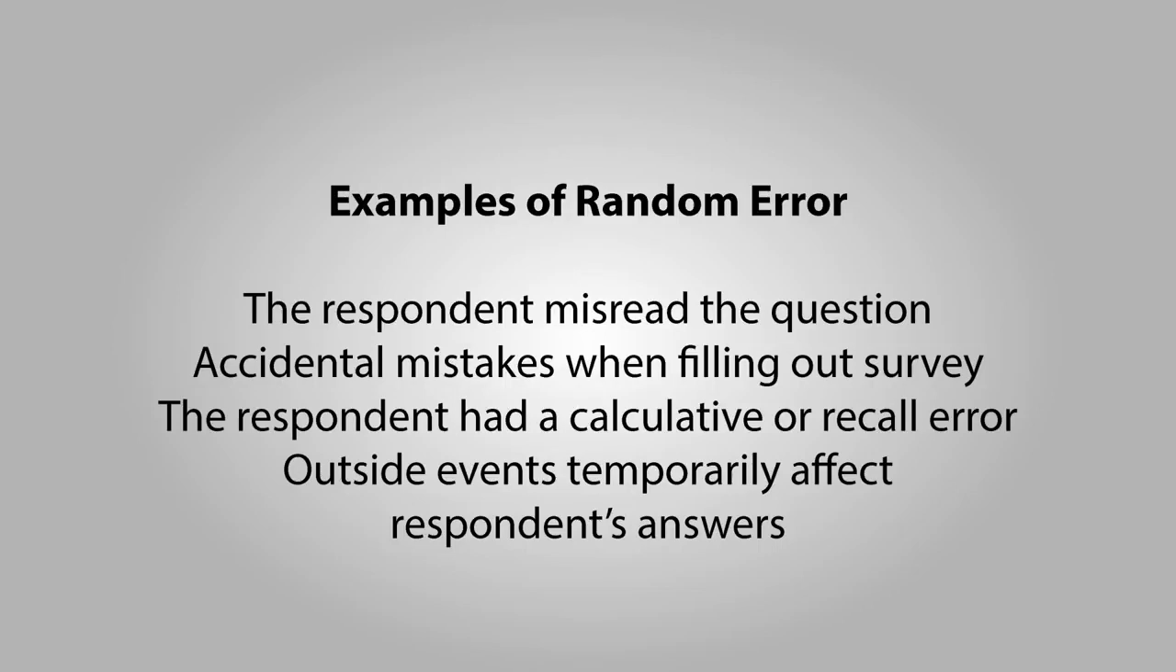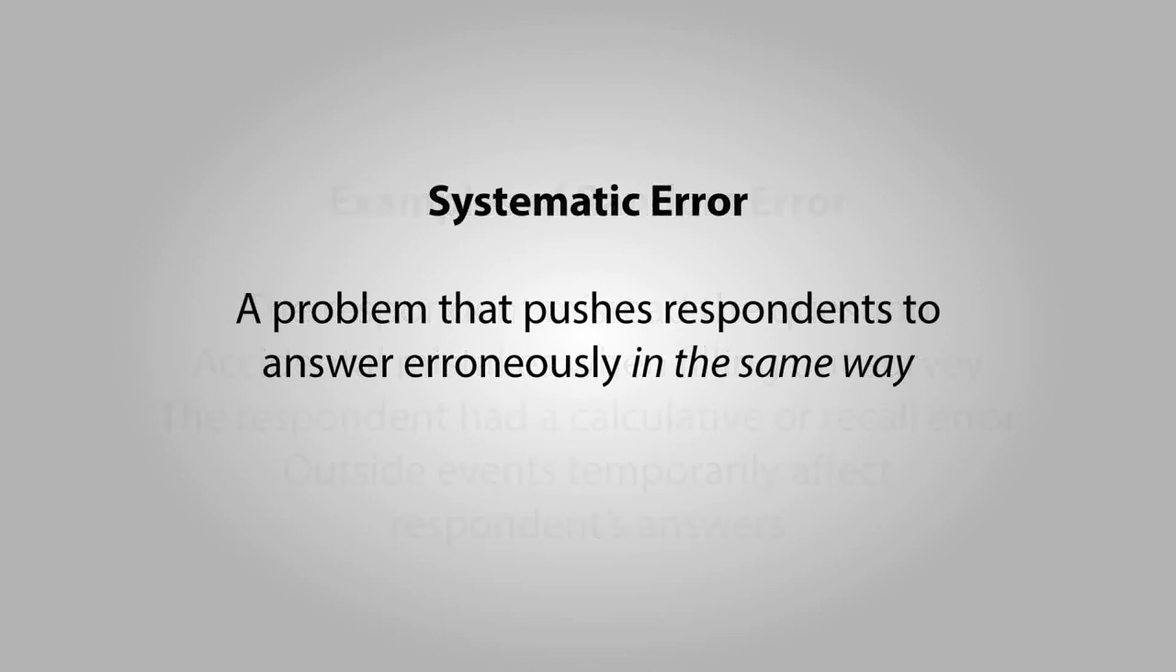You don't know where it's going to pop up. You don't know exactly who's going to commit the error, and it's not like all of your respondents are going to commit the same type of error in a way that would bias your overall findings. Systematic error is a little bit different. Systematic error happens when there's something in the question or the measurement scheme itself that pushes all respondents to answer erroneously and in the same way.